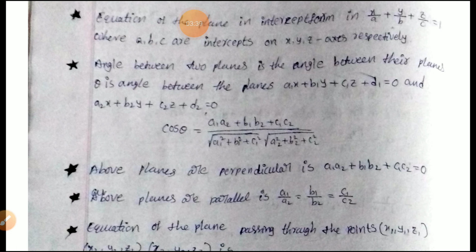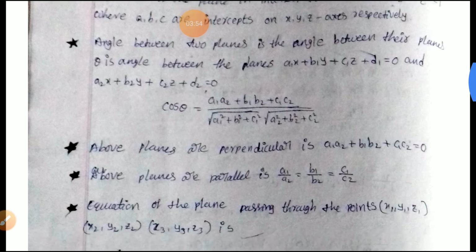Now the above planes are perpendicular if this condition follows, that is a1a2 plus b1b2 plus c1c2 equal to 0. Similarly, the above planes are going to be parallel if a1 by a2 equal to b1 by b2 equal to c1 by c2.